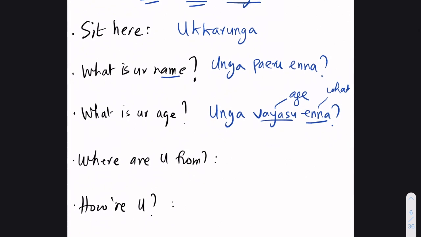Okay. So, where are you from? You want to ask, where are you from? Enga irundu varinga. Enga means where. Irundu varinga means you are coming from. So, எங்கிருந்து வரீங்க? I am from Coimbatore. I am from Madurai. I am from Madras. எங்க இருந்து வரீங்க?